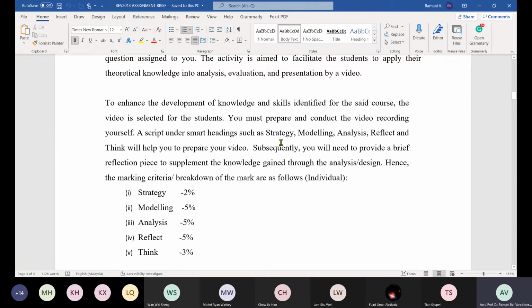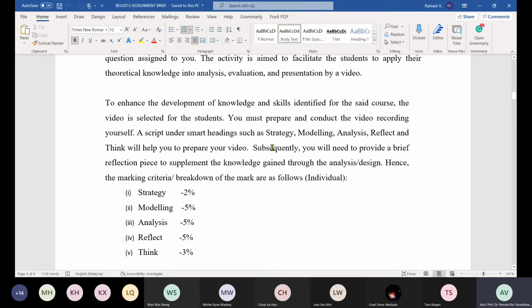How do you write the script? Whenever there's a video, there should be a script, right? How to start, what is the first line, second line, what's the dialogue, where to start, where to end, where to give another add video or something like that. A script under smart headings such as strategy, modeling, analysis, reflect.